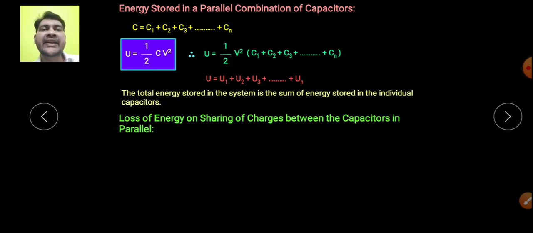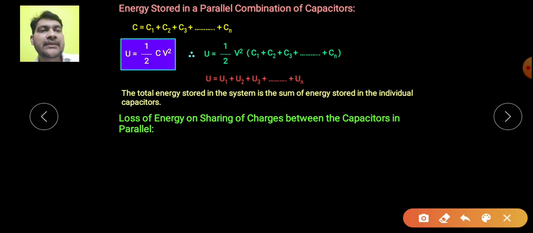Now we have a very important topic. Generally, numerical appears on this topic in board exams. This is loss of energy on sharing of charges between the capacitors in parallel. Suppose we have two charged capacitors. Suppose we have these two charged capacitors.